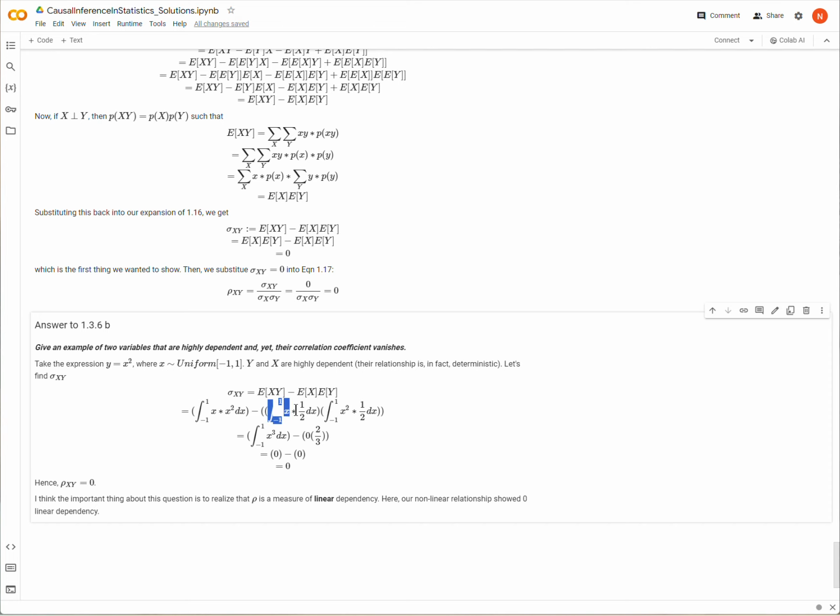So this term right here, the expectation of X is zero. The expectation of Y is actually 2/3, but we're multiplying it by zero, so that becomes zero. And then over here, X times X squared is just X cubed, okay? And the expectation of X cubed between -1 and 1 is zero, so we get zero. Okay, that is it.